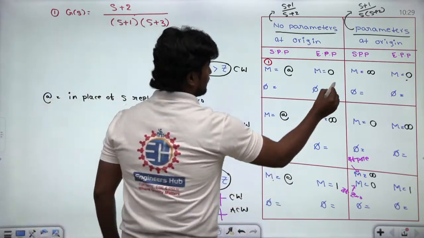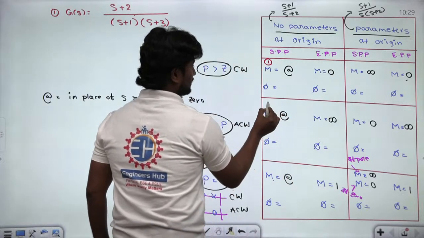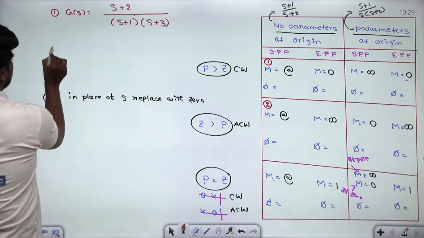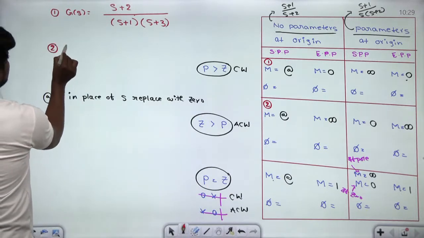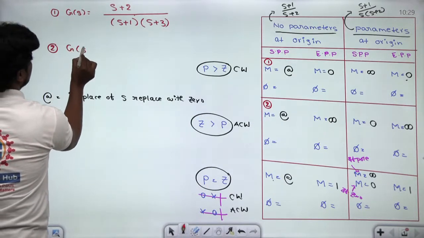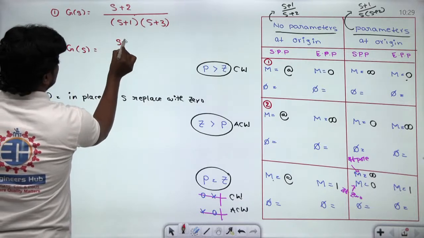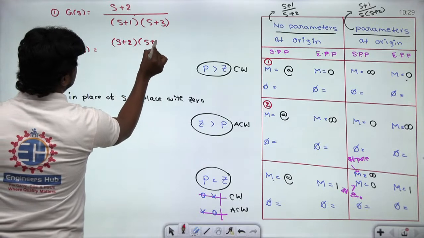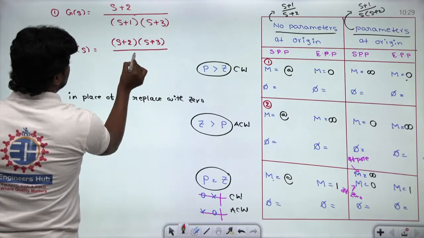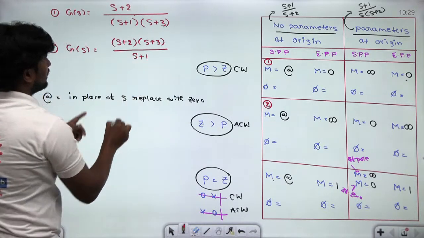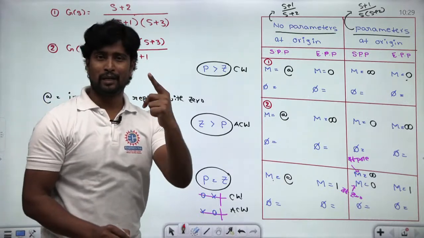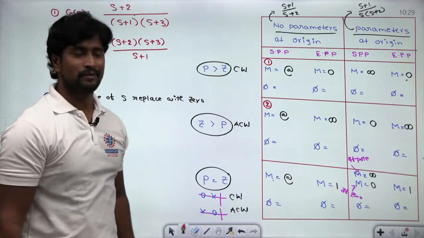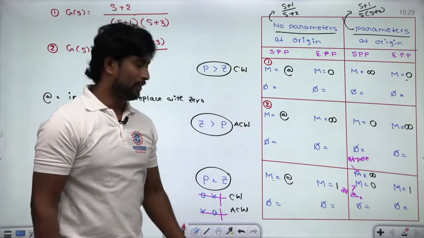And see, this is the second case. For the second case, what is the example? G(s) equals (s+2)(s+3)/(s+1). Check once. Here the number of zeros is 2 and the number of poles is 1. Now zeros are dominating, the poles are not. This case. Are you clear?